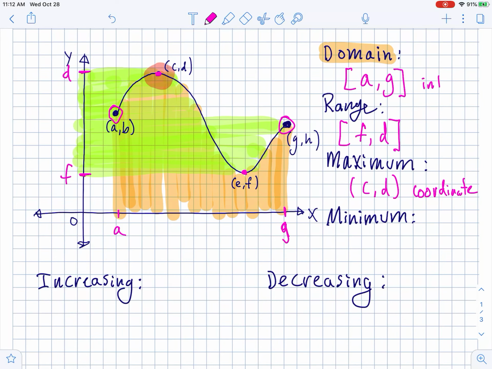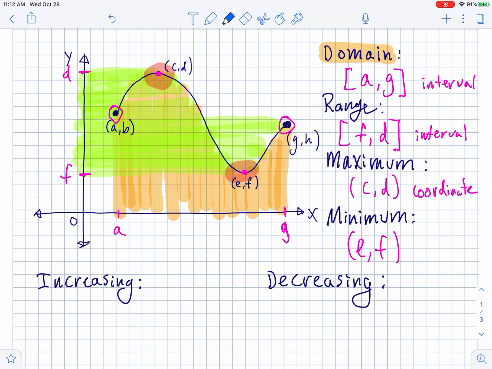Just a reminder that this is a coordinate, not an interval. So this is an interval. This is an interval, but here is a coordinate. It's a little confusing because it looks like an interval that doesn't include C and D, but that's not what it is. It's a coordinate. The minimum is at the very bottom of the valley here, and that's going to be (E, F).